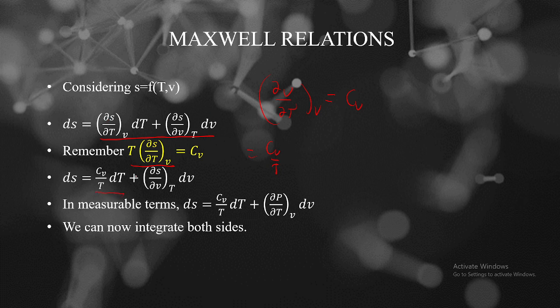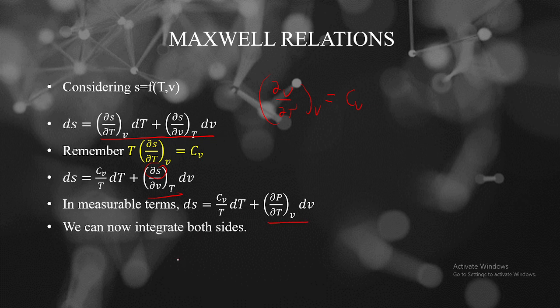Then you realize that I still have del S in this expression. So I want to use a Maxwell relation. For this one, I can actually find the Maxwell relation for del S del V at constant T. So that will be del P del T at constant V. So we can check it out and then we'll get this.